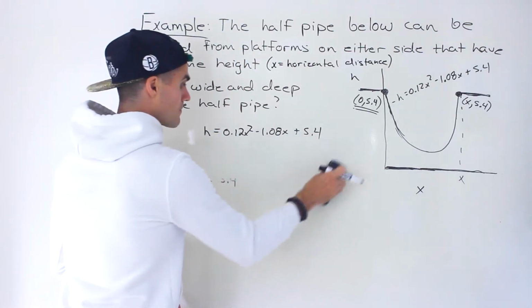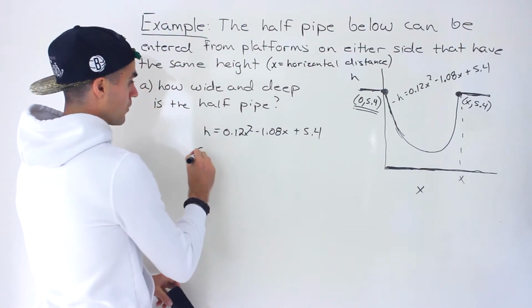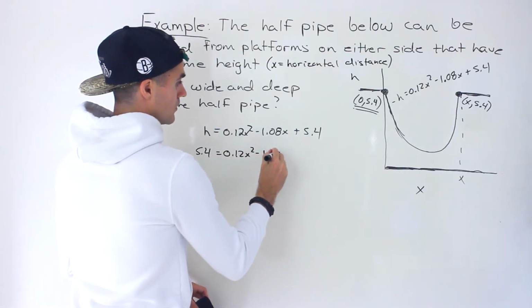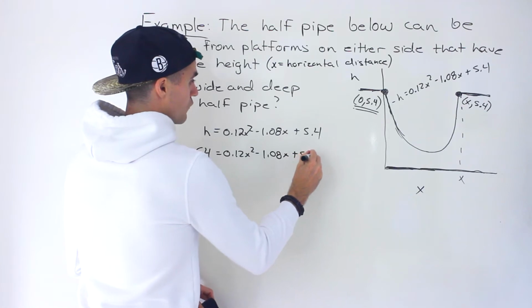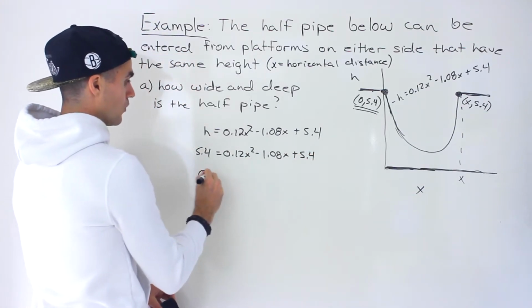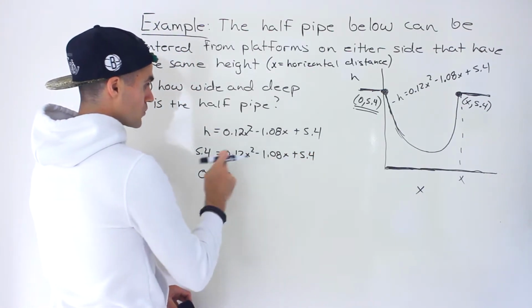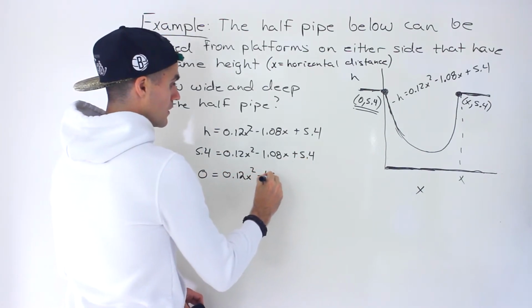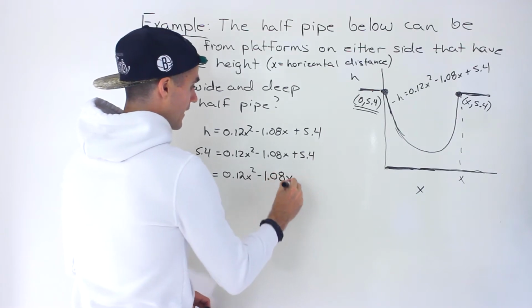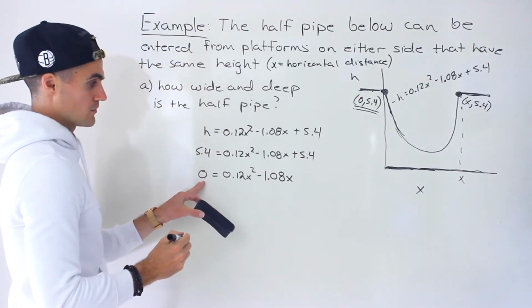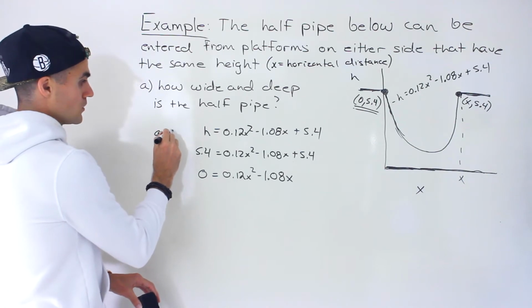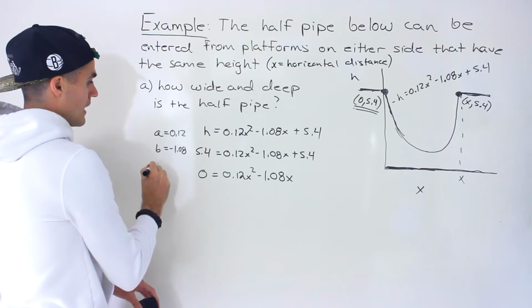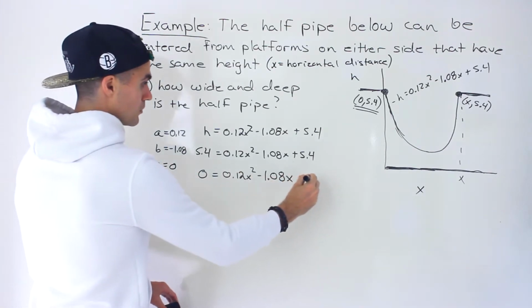So the way we would do that, we would plug in 5.4 for h to solve for that other x value. Bring the 5.4 over, and the 5.4s will have 5.4 minus 5.4, so they're going to cancel out. Now we end up with a quadratic equation where the a value is 0.12, the b value is negative 1.08, and the c value is 0. There's like a plus 0 here.